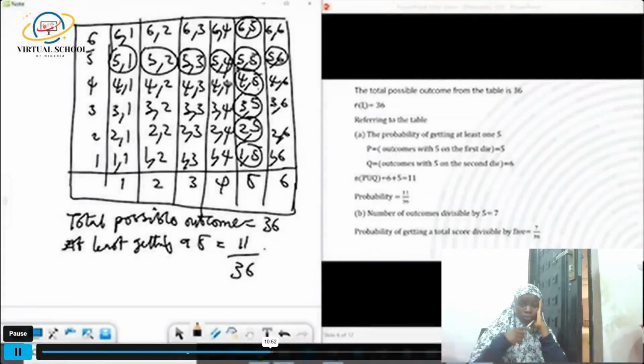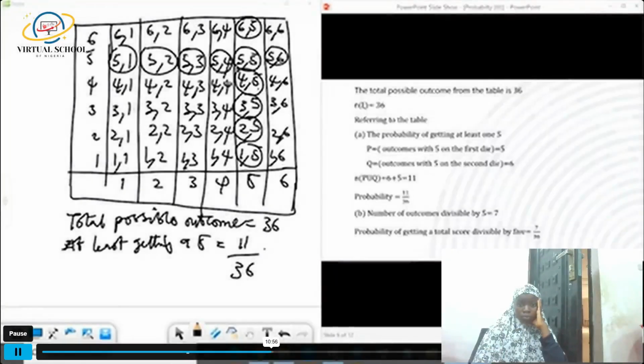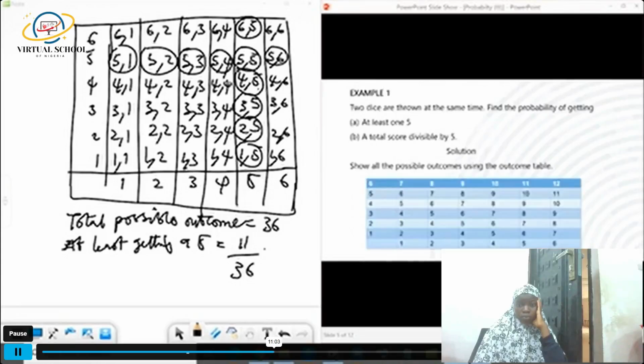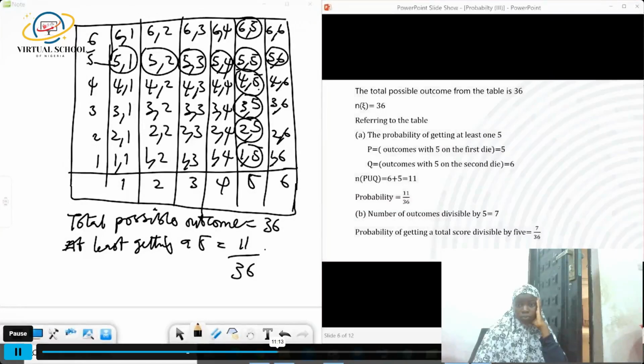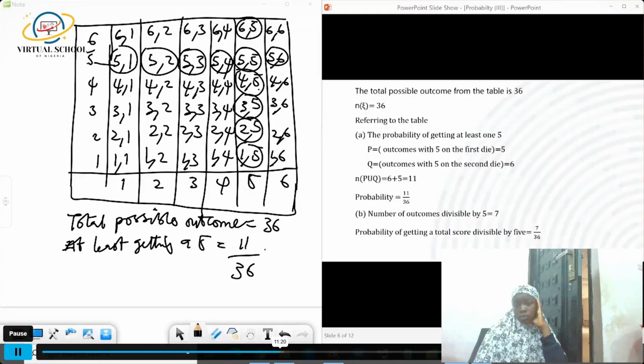So that is the probability of obtaining at least one 5 from this outcome table. We still have different ways of solving that. Now, I said, what is the probability of getting at least 5? Now, you count the outcomes with 5 on the first die. Let's assume this is the first die. The ones that will have at least 5, from here down, a row. Then outcomes with 5 on the second die, which is this one. Now, counting this, we are having 5 to 6. That is 6 plus 5, which is still 11, which will still give me 11 over 36.